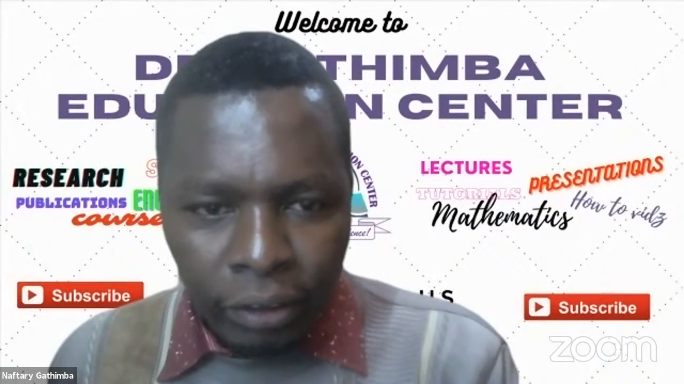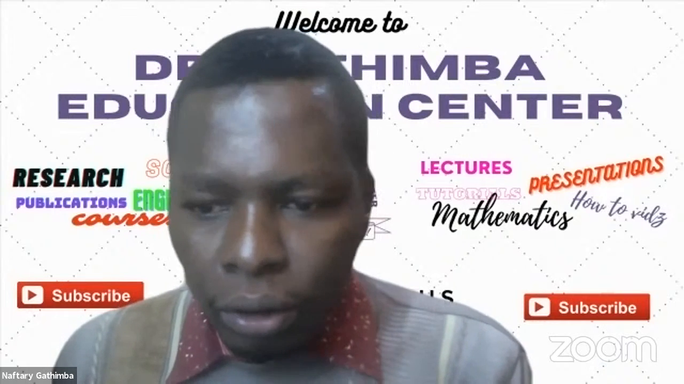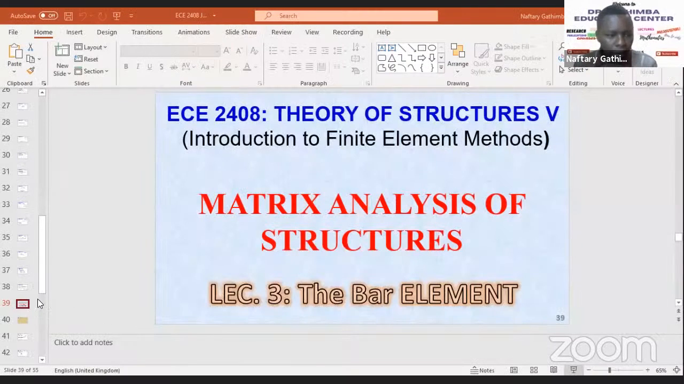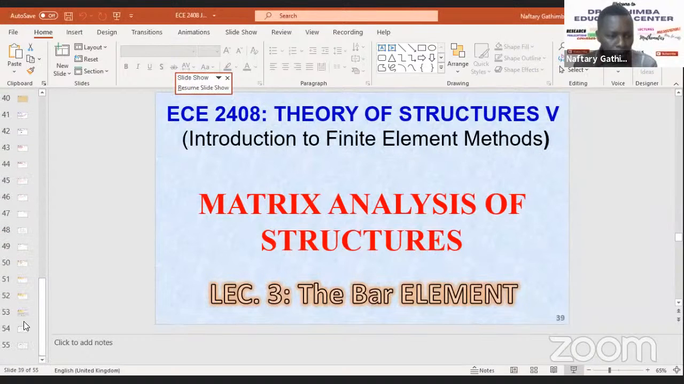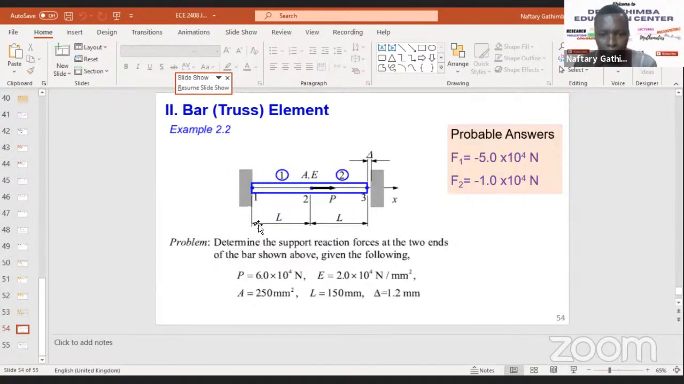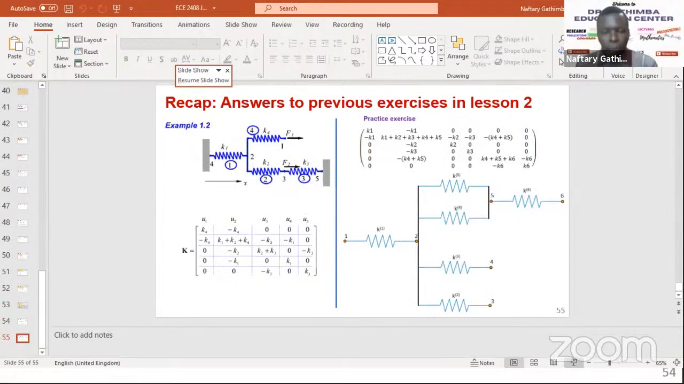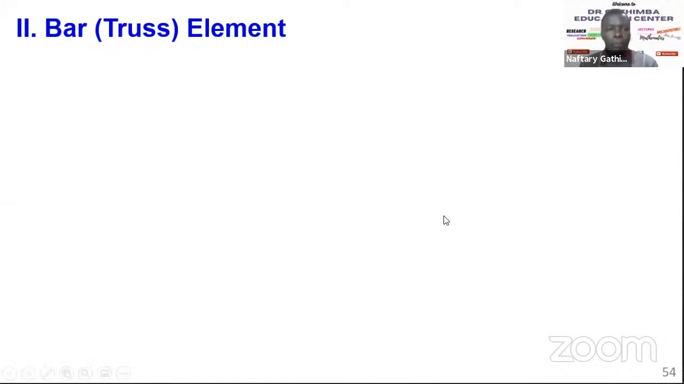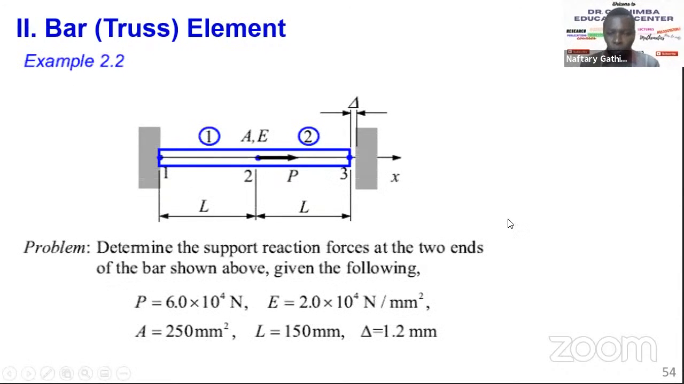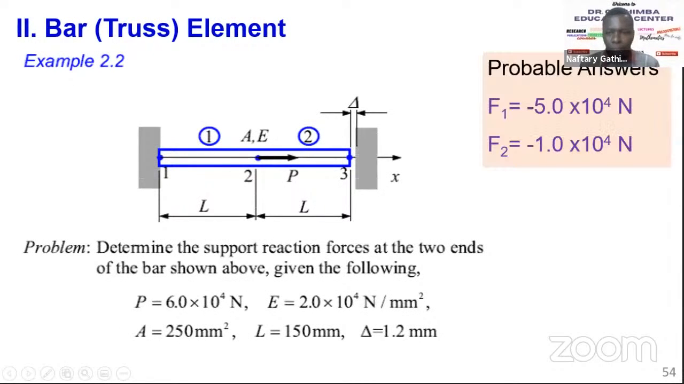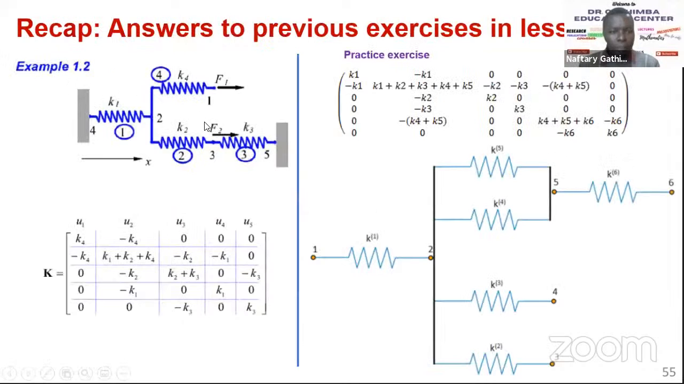Allow me to just share once more. We are here. I want to give you the probable answers to the previous exercise, for those who have worked them out. Example 1.2, if you did work it out, you should get something like this.